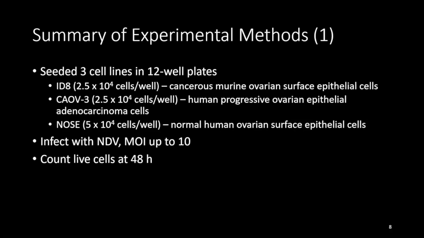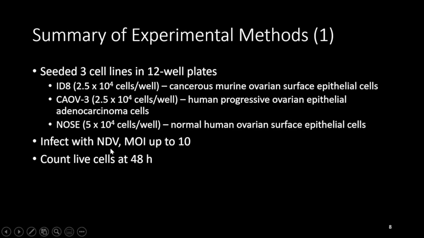But before they did their in vivo experiments, we need to talk about one of their introductory in vitro experiments, where they seeded 3 different cell lines into 12-well plates. So they have the ID8 cells, which are your ovarian cancer cells from mice, your CAOV3 cells, which are the human equivalent, and then your NOSE cells, which are actually normal human ovarian surface epithelial cells. So mouse cancer, human cancer, regular ovarian cells.